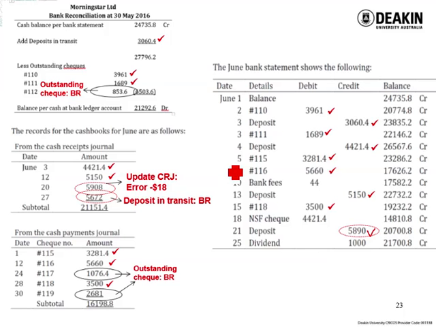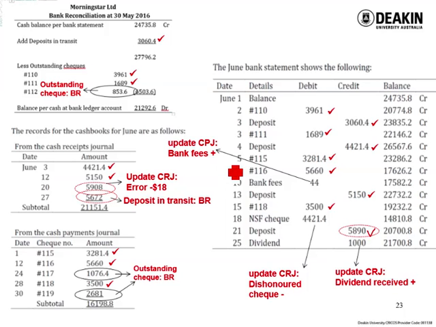The June bank statement shows that there is a $44 of bank fees, so we need to update our CPJ, our cash payment journal, because this is an outflow. And we also have NSF check, which means non-sufficient fund check or dishonored check. And how much is the non-sufficient check? 4421.4. So we need to update our cash receipt journal by deducting this amount. And finally, we also have received dividends, but we have not recorded it. So we need to update our cash receipt journal by adding this amount.